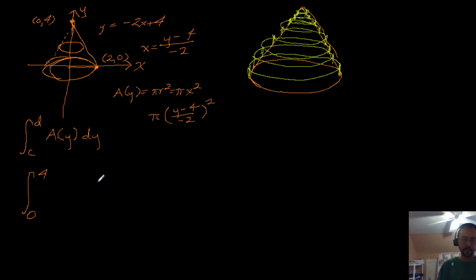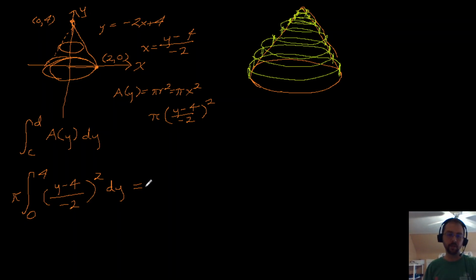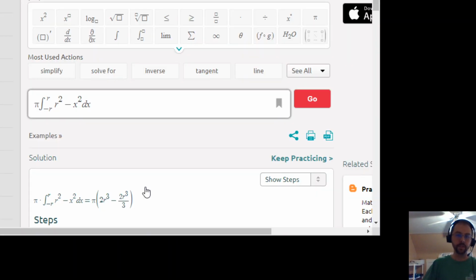And that's what I had last time. So pi, which I could write the pi here, or I could move it to the outside. I prefer to write it on the outside. So pi y minus 4 over top of negative 2 squared dy. And once again, because I'm not trying to go over how to actually solve them, I'm just going to try to show what they are. We'll put this into the calculator.